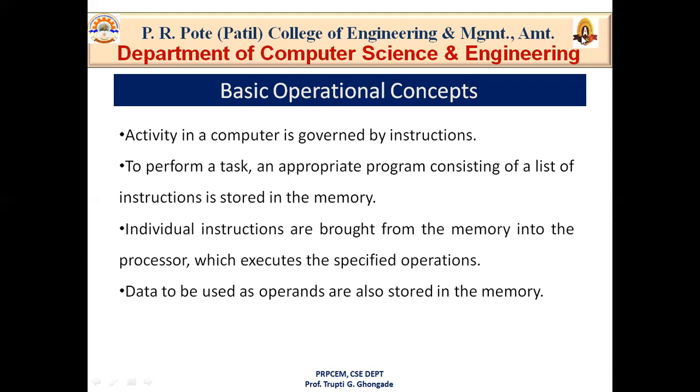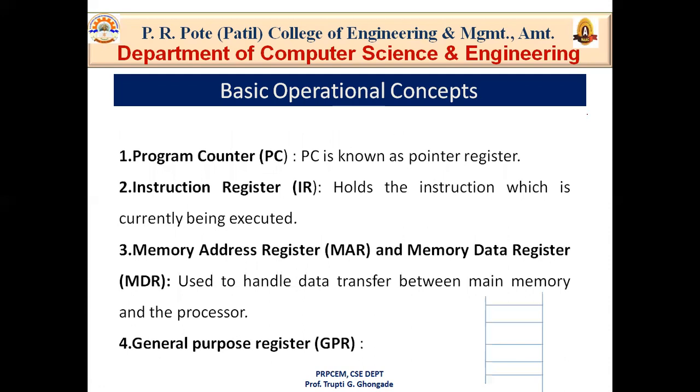Okay, so general purpose registers and special purpose registers are required for the execution of an instruction. First we will discuss what a special purpose register is. The first special purpose register is the program counter, which is also known as PC. This PC is the program counter, and it is also known as the pointer register.